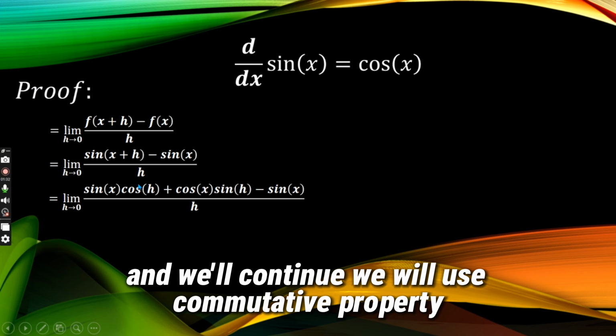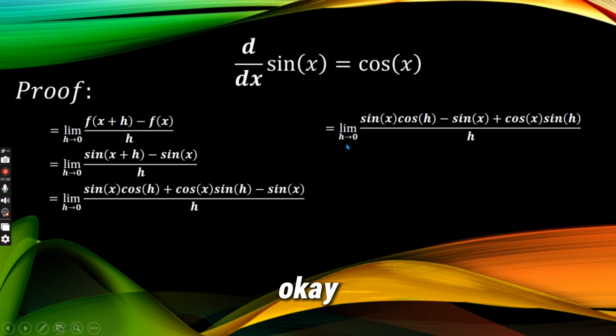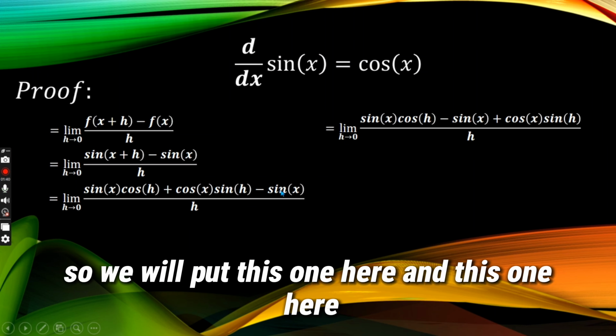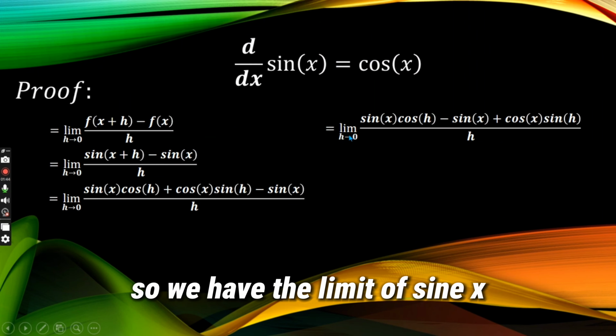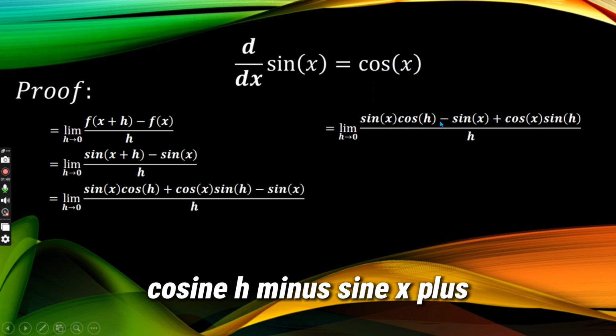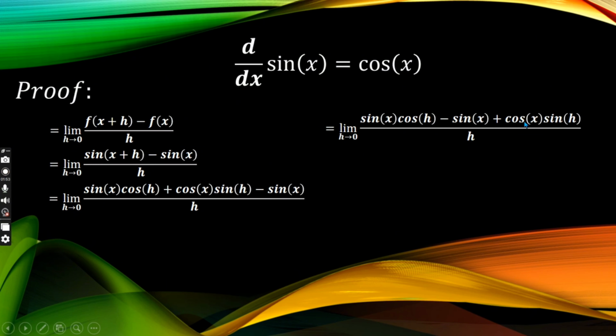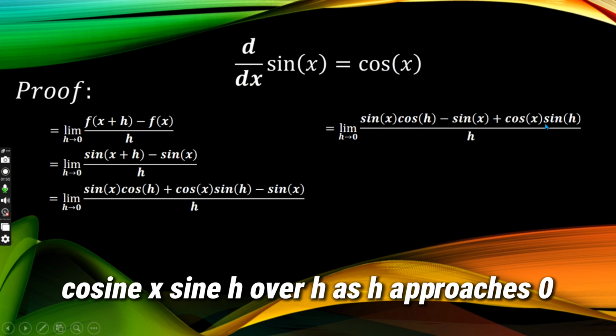And we'll continue. We will use the commutative property for these two. So we will put this one here and this one here. So we have the limit of sine x cosine h minus sine x plus cosine x sine h over h as h approaches 0.